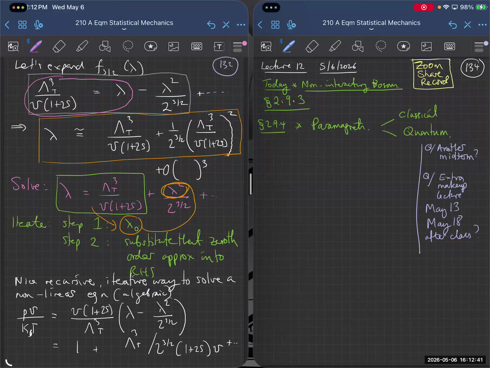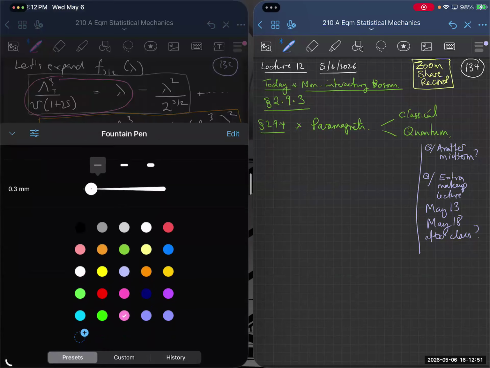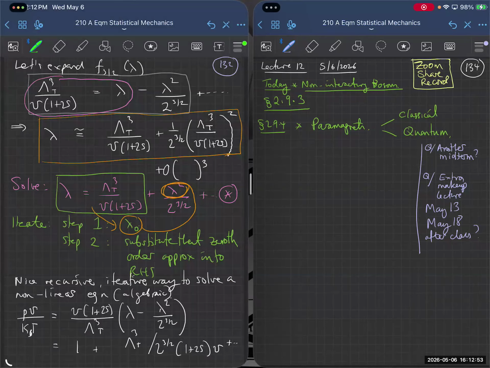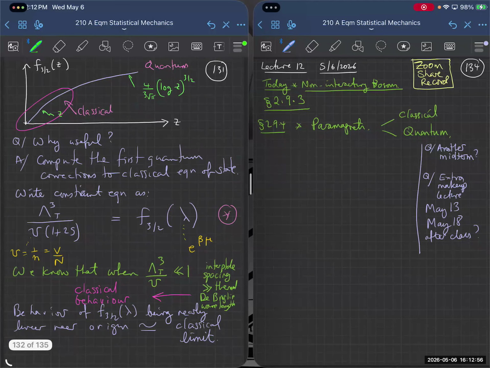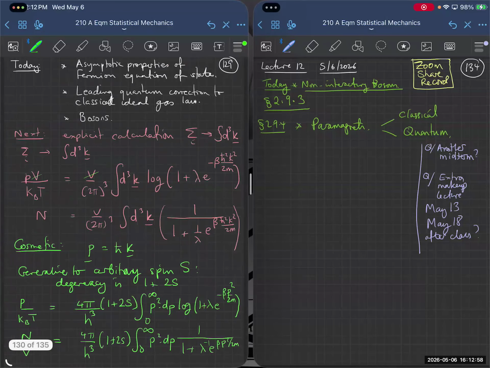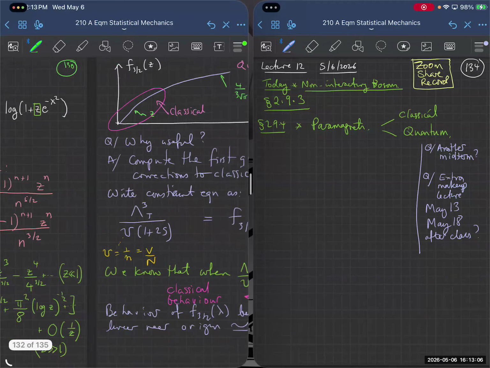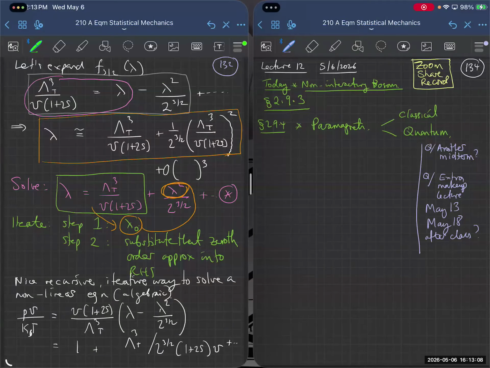And then what I showed you was if I then substitute the formula for the fugacity, that's over here in the middle of the page, into the equation of state for the pressure. So here's the equation of state for the pressure over here on the left. So substituting that into the equation of state for the pressure, then I derived that PV over kT is equal to the formula shown over here on the left.